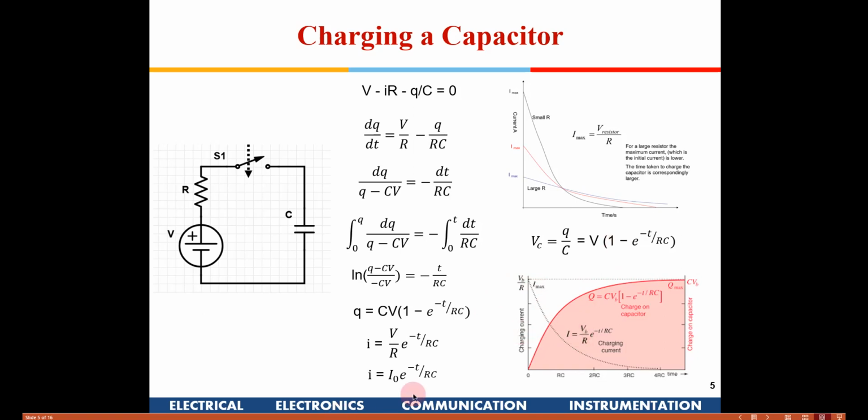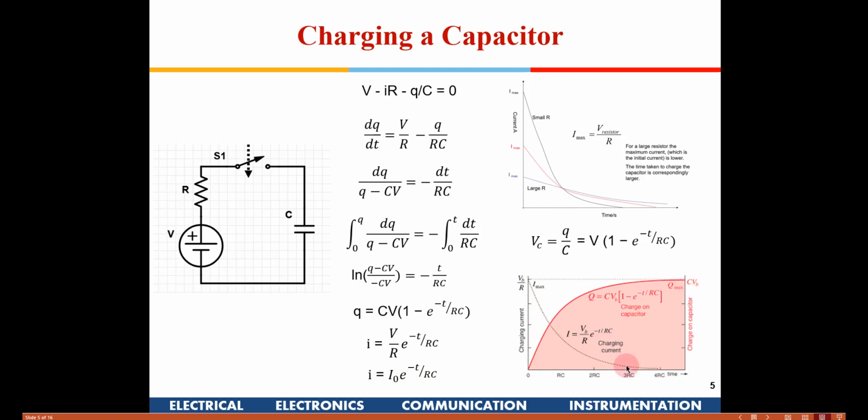So these are the two kinds of equations which you will encounter whenever we learn about capacitance and inductance. One is exponential decay, which is e to the power of minus t by RC, and this is exponential increase, that is 1 minus e to the power of minus t by RC. So at t equal to 0 it will be 0, and at t equal to infinity it will be V. Here at t equal to 0 it will be I0, and at t equal to infinity it will be 0. So the current will go down exponentially to 0, whereas the voltage will grow exponentially and reach V.